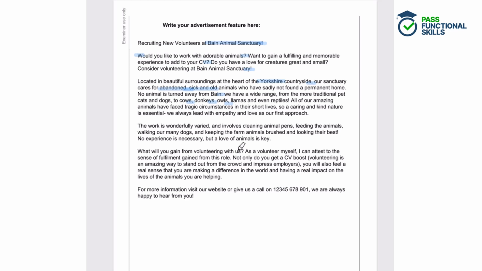At the end of the second paragraph here, we've got a dash that has been used there. And this adds on related information to the end of a sentence. So a caring and kind nature is essential, and then we have a dash to explain that this is a core value of Bain Animal Sanctuary. We always lead with empathy and love as our first approach.